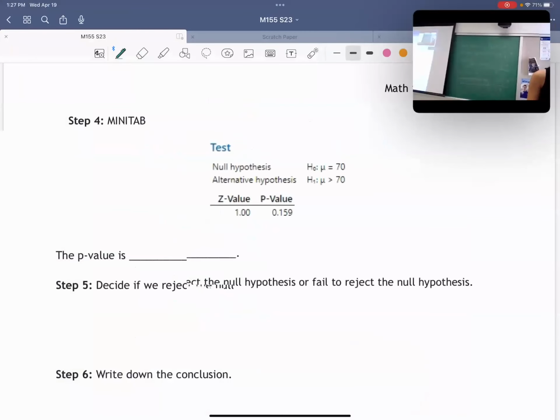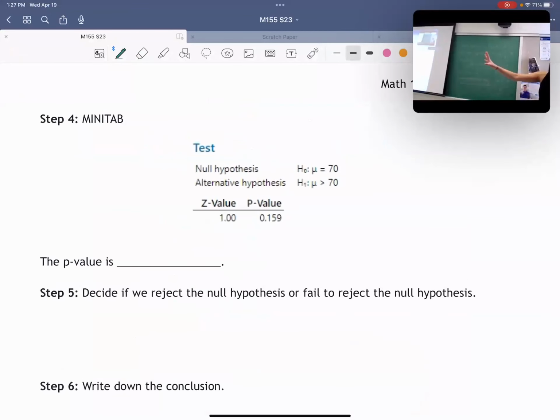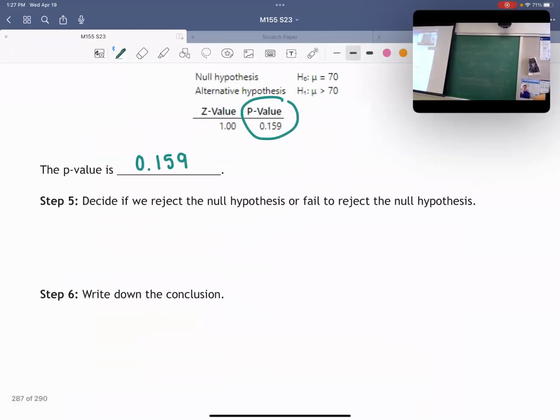So what I did on the next page is I just put a screenshot of what you see on Minitab. What's really important here is the p-value, right? That's the most important thing on here. So the p-value is definitely 0.15. Okay. Step 5, deciding if we reject or fail to reject the null hypothesis. Does anyone remember what to do for this step?